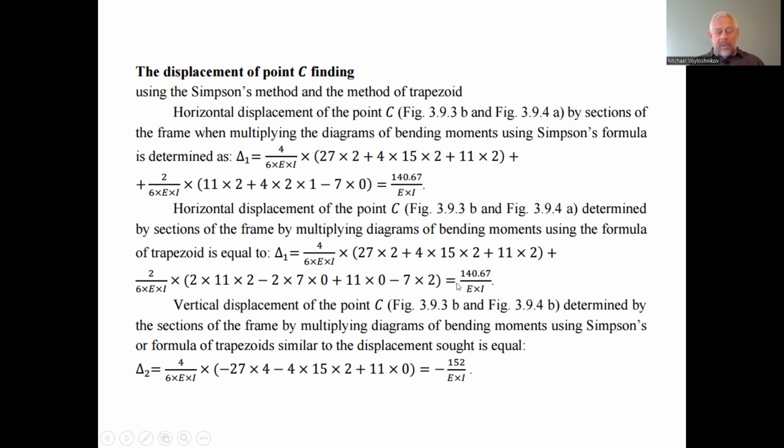And we have it equal to the fraction 140.67, the same as the previous one, divided by E, elasticity modulus, and by the moment of inertia of the transverse section of the mechanical system. For this issue, we assume that these factors of elasticity and the factor of the shape, like the moment of inertia, the size and the shape of the transverse section, have to be specified in the assignment. Okay, next step, vertical displacement of the point C.